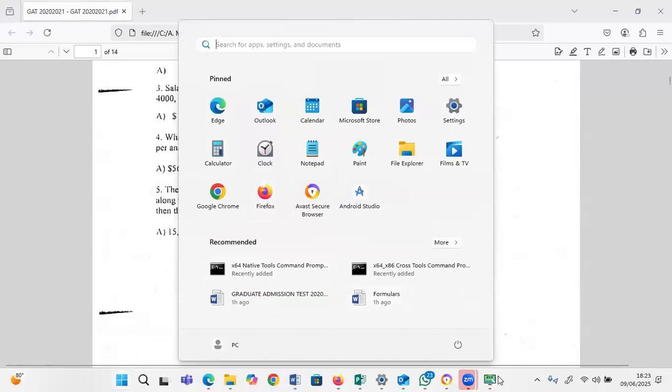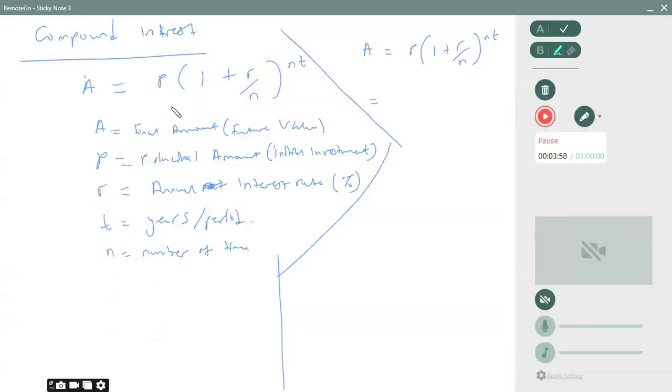Now, in that case, I have introduced a formula here: future value A is equal to P into (1 plus R over N), closing the bracket, to the power N times T. I have told you that A is basically the future value or the final amount. Then P is the principal amount. Then R is the interest rate, N the number of times, and T basically the number of periods elapsed.